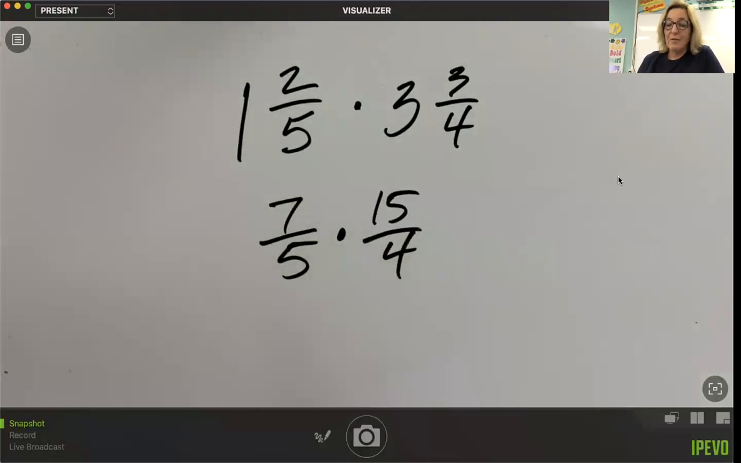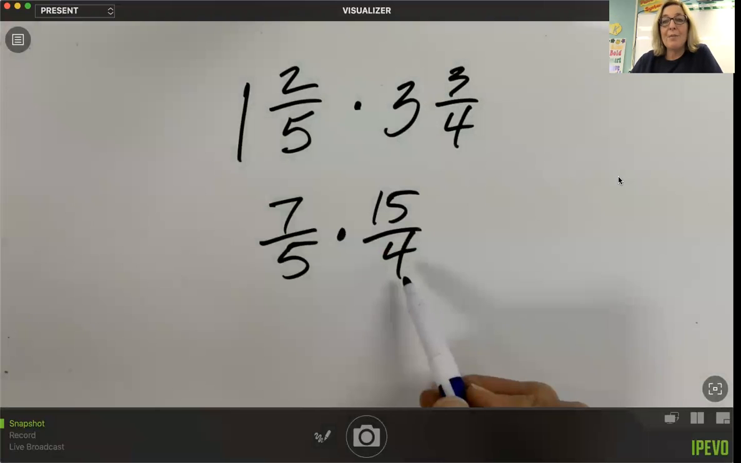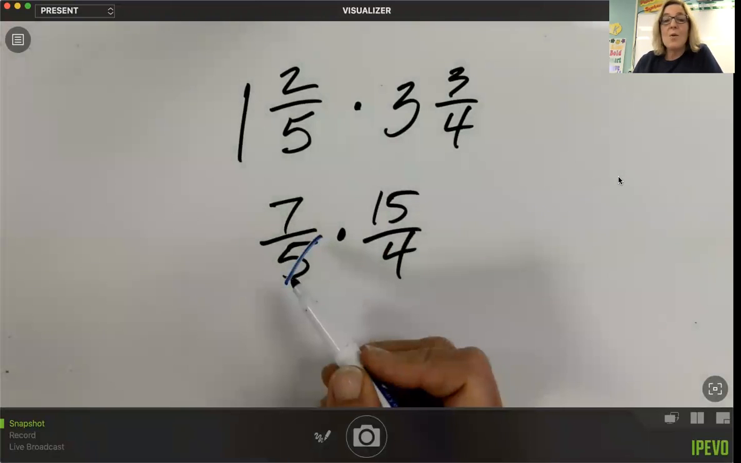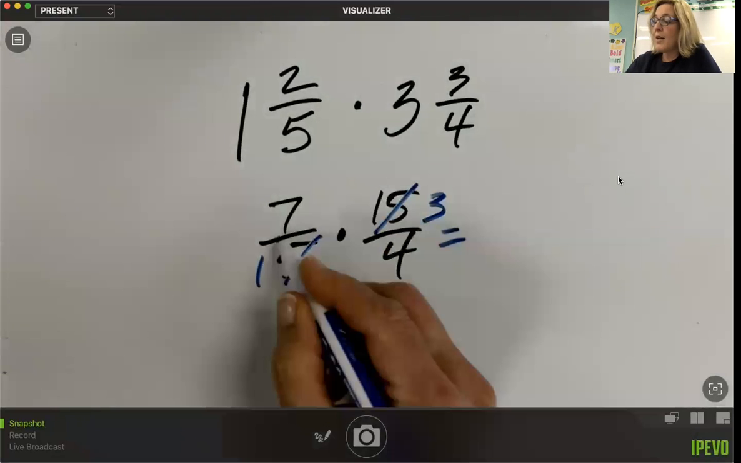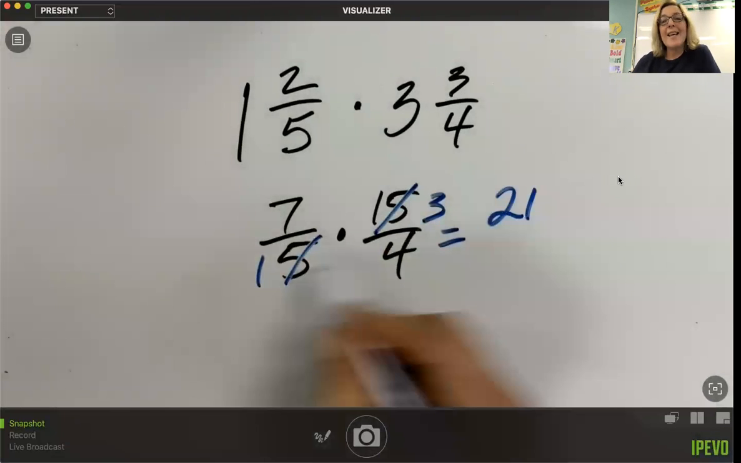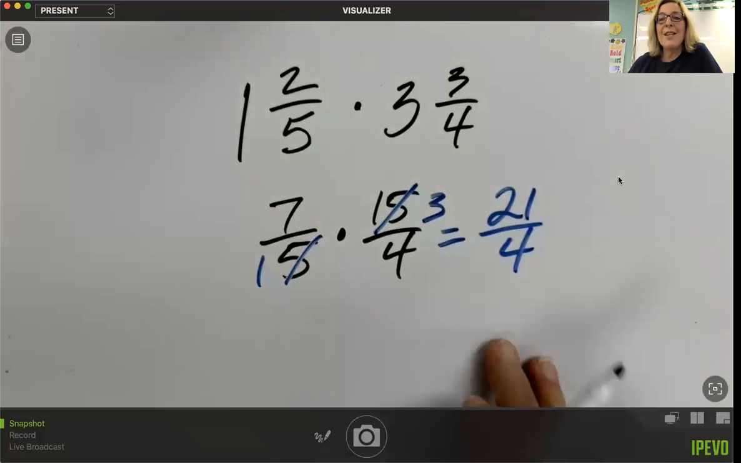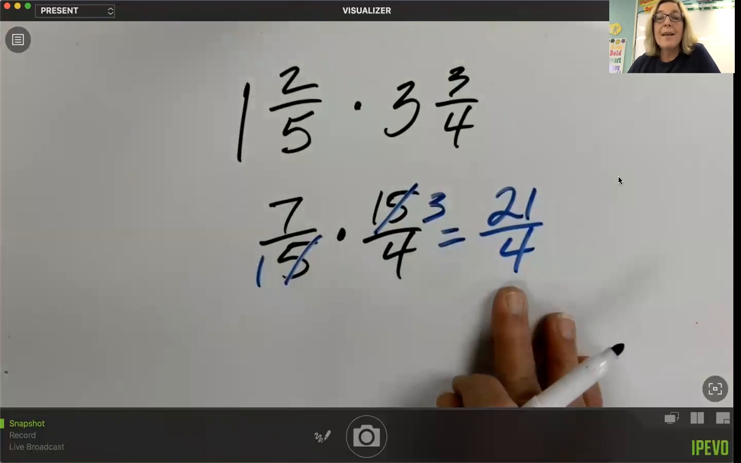And so now we're going to look for those opportunities to simplify. 7 and 4 don't have a common factor other than 1, so they're already simplest form, but 15 and 5 could be divided by 5 each. And so now we have a simple problem. 7 times 3 is 21. 1 times 4 is 4. And again, when we get to algebra, we leave results of our computation in fraction form, regardless of whether it's a mixed, an improper fraction or a proper fraction.